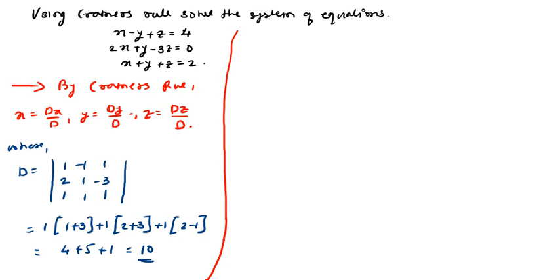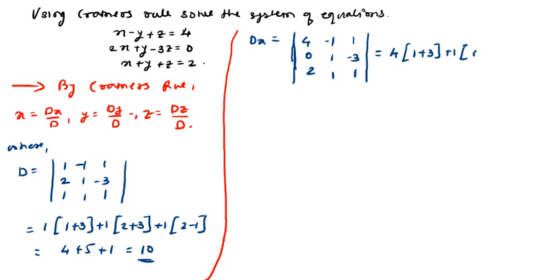So here, what is Dx? Again, instead of the coefficients of x, you just need to write the values d1, d2 and d3, which are 4, 0, 2, and the remaining terms will be the coefficients of y, minus 1, 1, 1, and the coefficients of z, 1, minus 3 and 1. Now solving this determinant, this will be 4 into 1 plus 3, plus 1 into 0 plus 6, plus 1 into 0 minus 2.